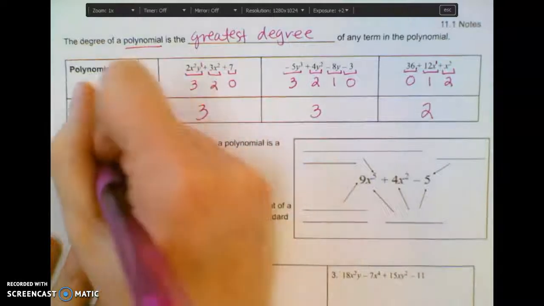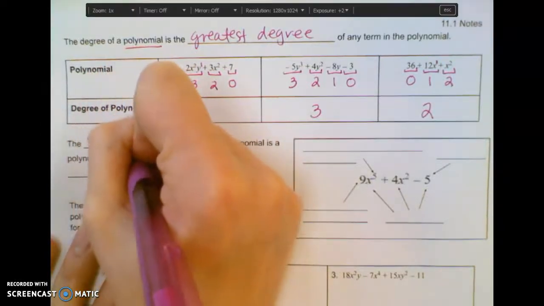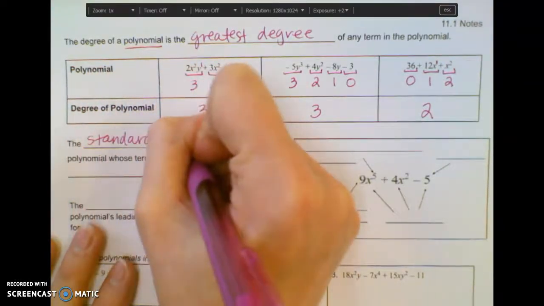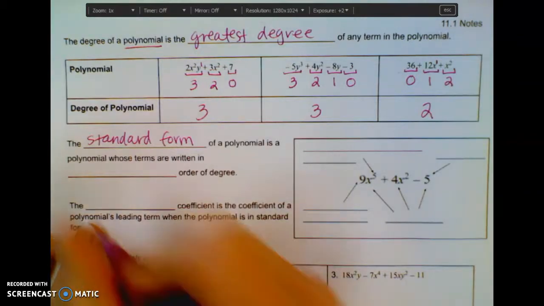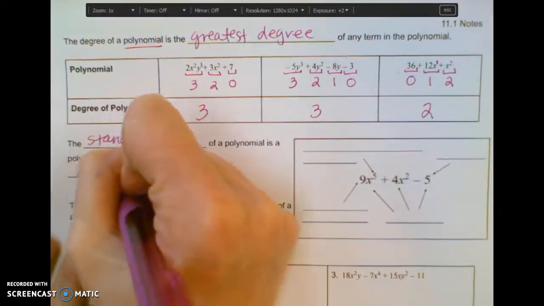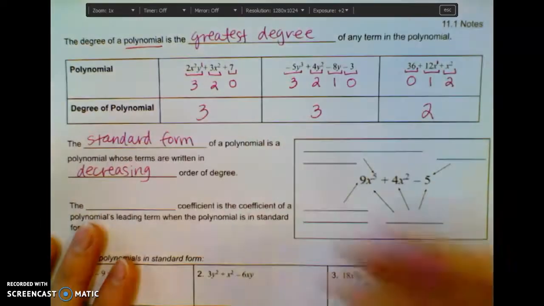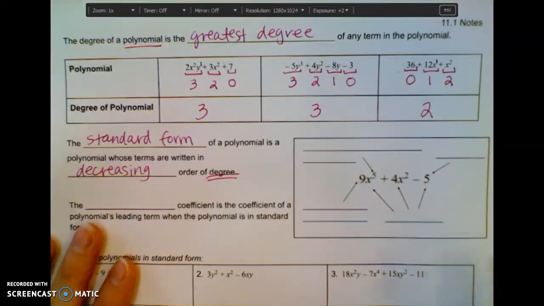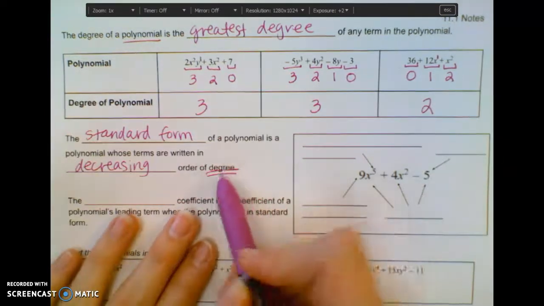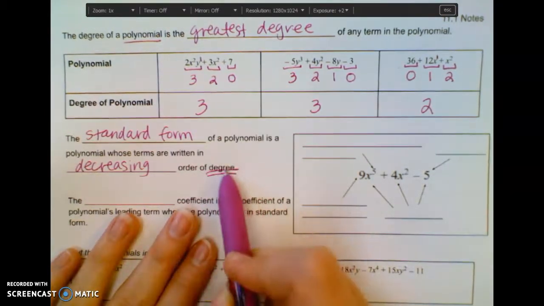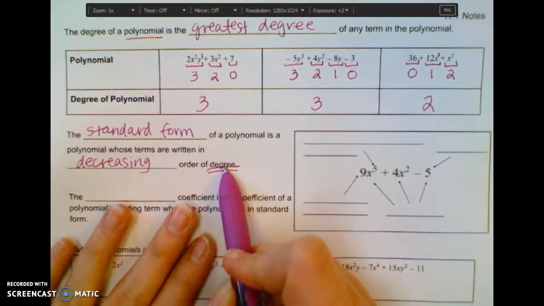All right, the standard form of a polynomial is a polynomial whose terms are written in decreasing order of degree. And that's the important part, because a lot of us have seen standard form as being alphabetical order. You put the x's first and then the y's, and there is something valuable about that. But the first thing that we will have to look at here is the degree. And we'll see examples with x's and y's in a few minutes.